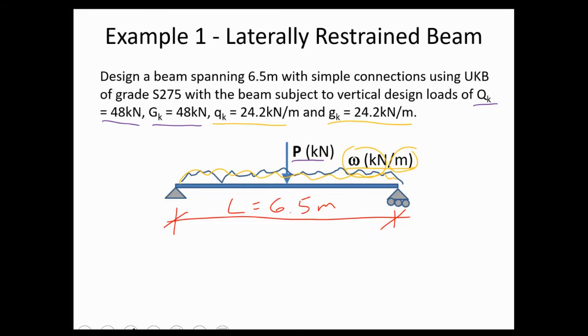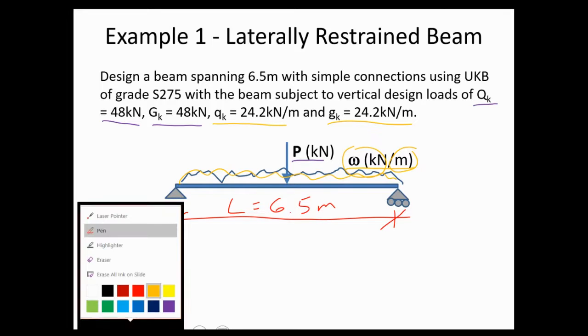Now it just happens in this example that we have similar dead and imposed loads, whereas most of the time we'll have different values for Q_k and G_k. So we're going to design this. The first thing we're going to have to do, step one, is work out what the bending moment and the shear force are for this member.